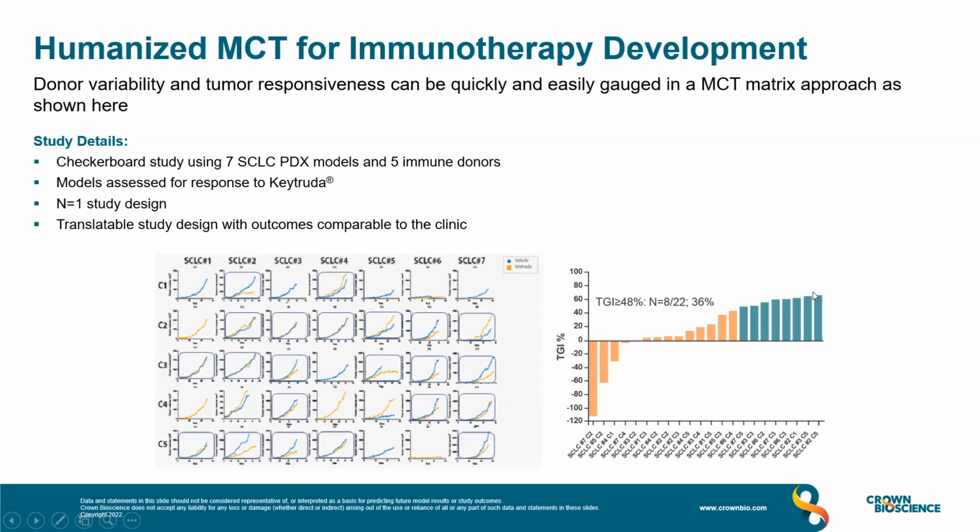And basically what you see in the blue lines is that about 36% of the models that are engrafted actually show a response to Keytruda. Importantly, this reflects the patient variability to Keytruda responsiveness. So the combination of the genetic background of the donor alongside the genetic background of the tumor reflects the variability in the responsiveness of this IO drug.